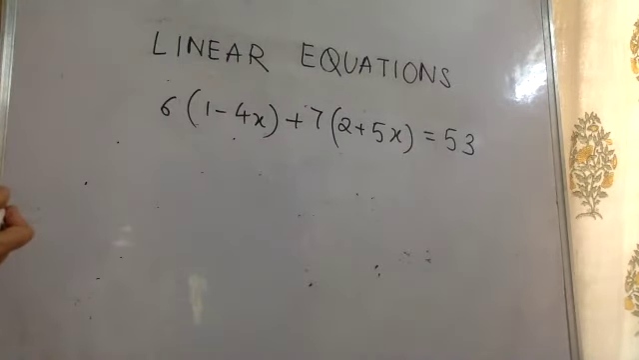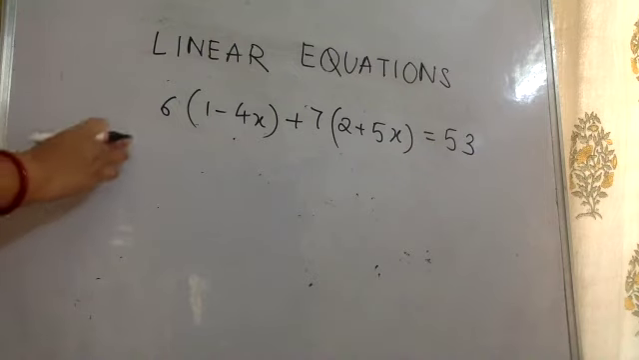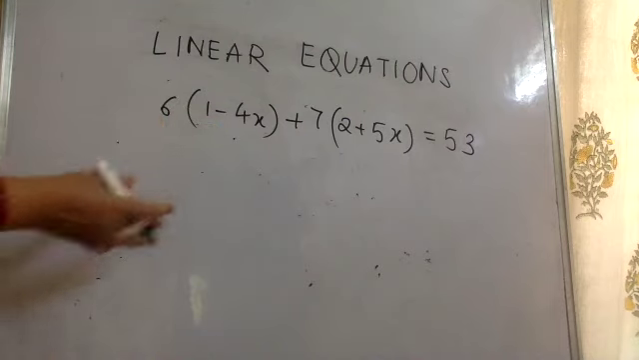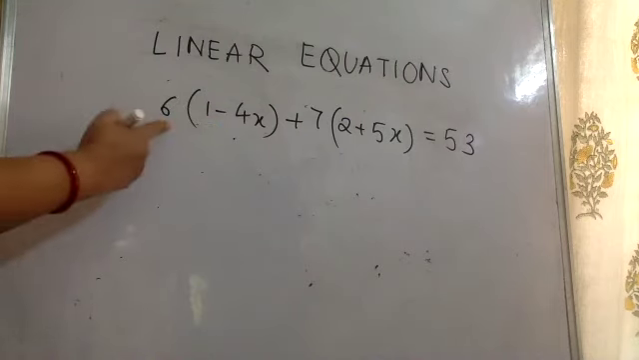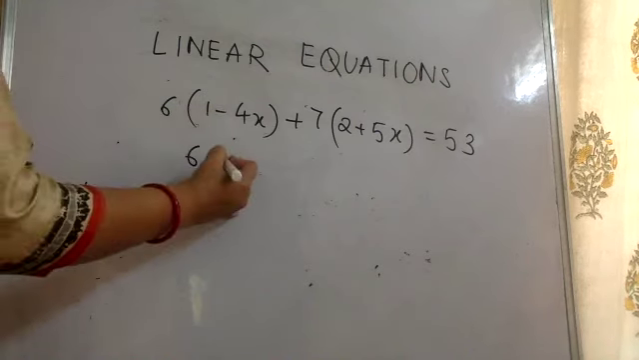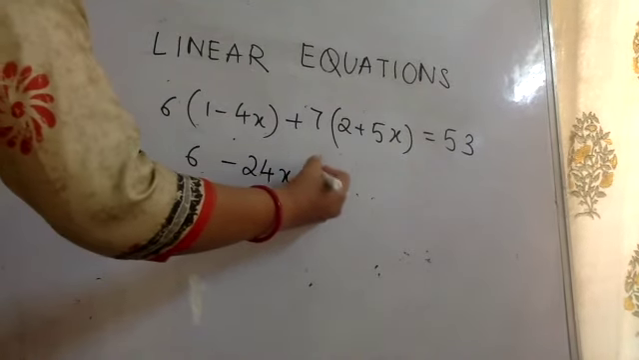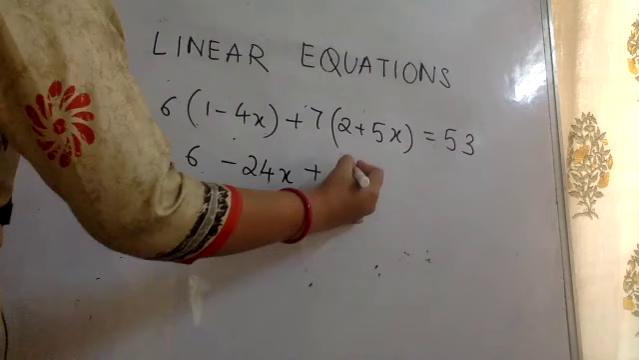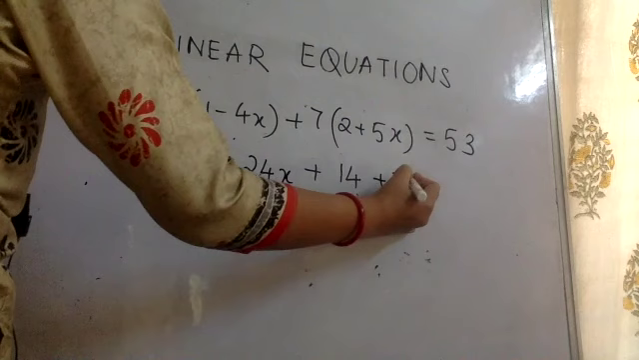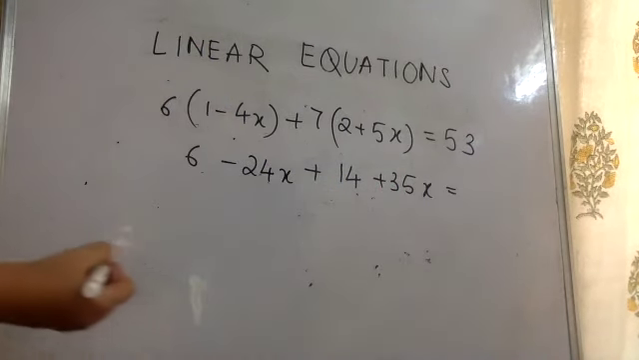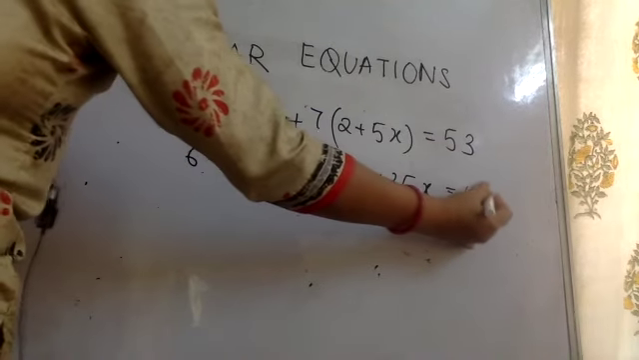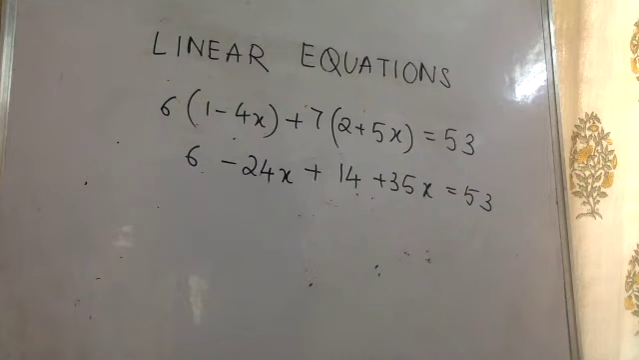Then how do we solve this? Here we have to open the brackets. That's the main work in this sum. So 6 into 1 is a 6, plus 6 into minus 4x gives me a minus 24x, plus 7 into 2 is a 14, plus 7 into 5x is a plus 35x. So we have opened the brackets, and it is equal to 53. Unless we open the bracket, we will not be able to do the sum.